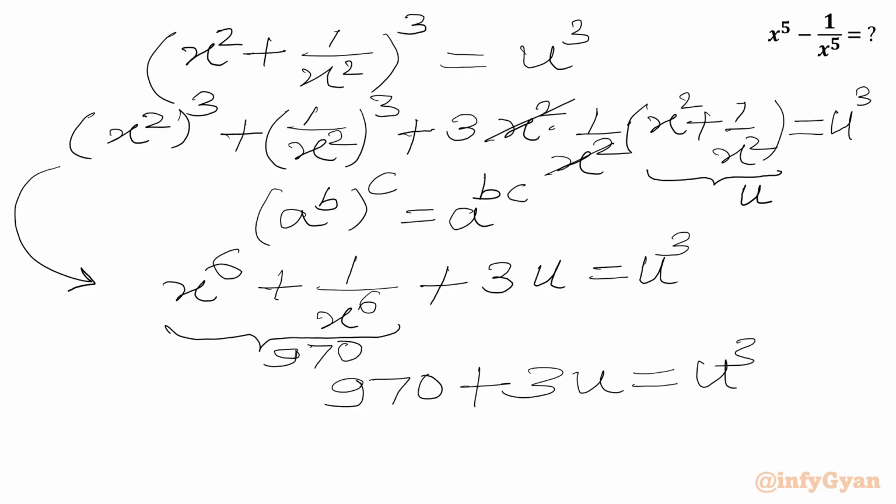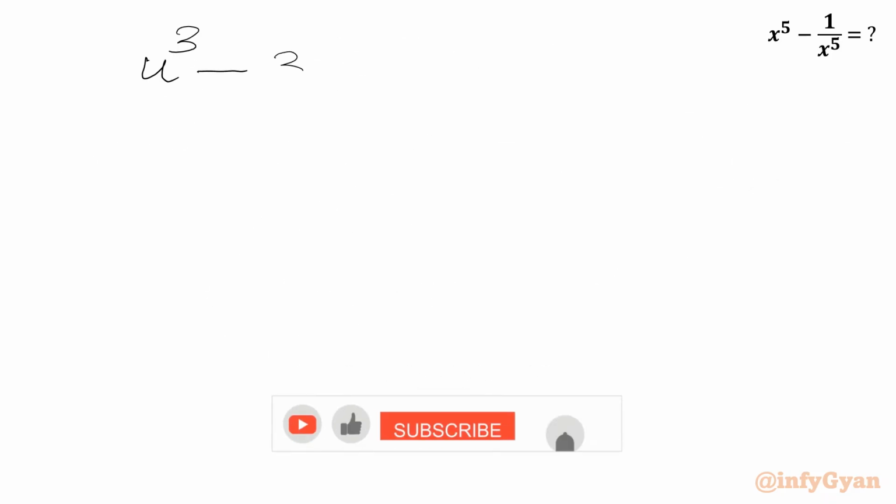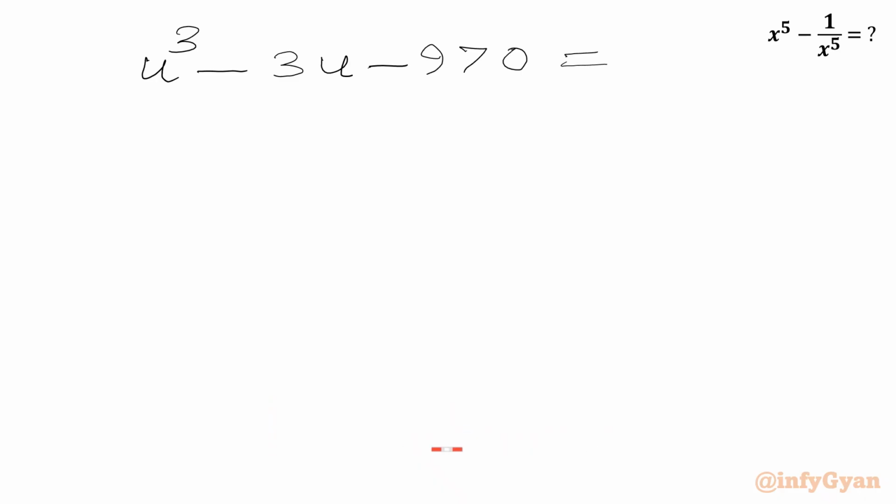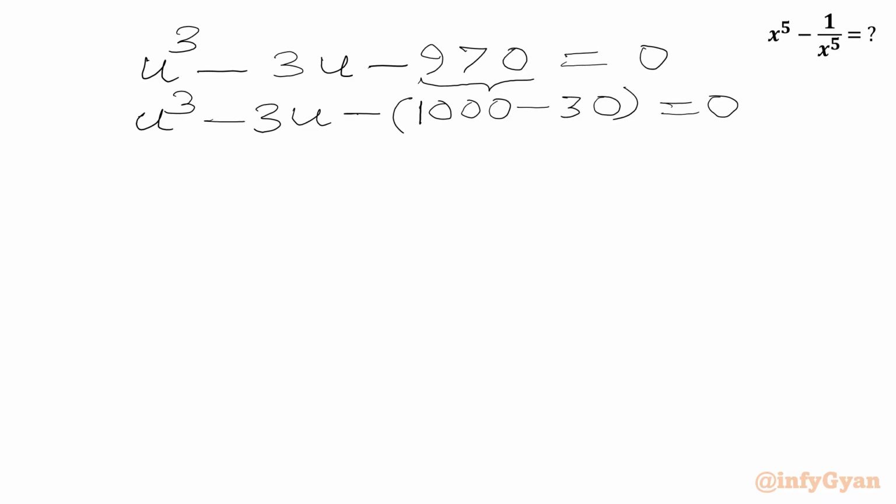Take all the terms to one side, we will get u cube minus 3u minus 970 equal to 0. Now we will split 970. So we will be writing here u cube minus 3u, then we will write a minus sign. In bracket we will be writing 1000 minus 30. So we can write from here u cube, then I will write minus 1000, then we can write minus 3u, then there will be plus 30 equal to 0.